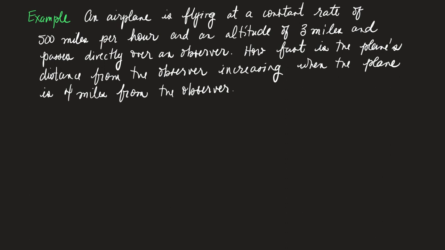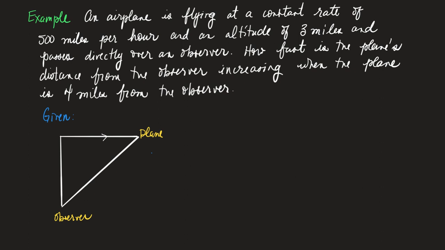So the first thing I like to do is think about what I'm given and assign my variables. This is a good situation for drawing a picture. All right, so I've drawn the picture. We have an observer down here, and we're given that we have an airplane flying at an altitude of 3 miles. So that is actually a fixed distance. That is 3. We should use that in our problem. It's not changing in this problem.